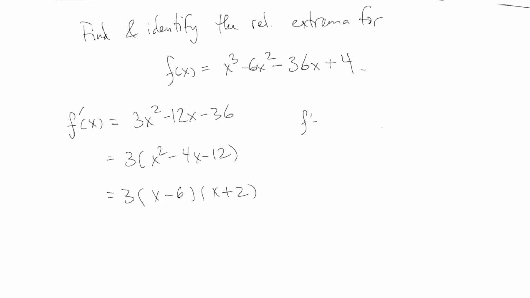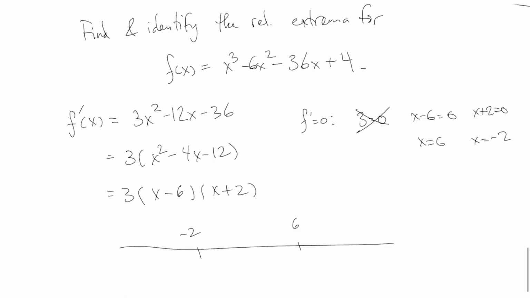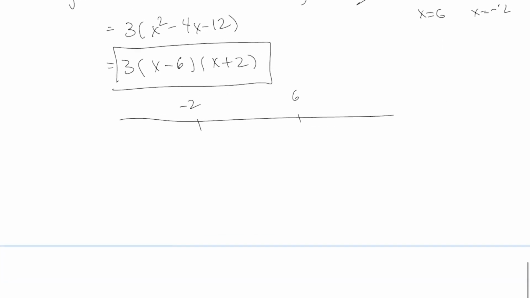Now we set this equal to 0 and solve for x. 3 equals 0, which has no solutions. x minus 6 equals 0, which is x equals 6. And x plus 2 equals 0, which means x equals -2. So I make my chart here. My 2 critical numbers are -2 and 6. And then I'm going to plug in values in between into that box right there. So f prime is 0 here, 0 here. f prime of, let's pick -3 on the left side. It says 3 times (-3 minus 6) times (-3 plus 2). This is positive, negative, and negative. So that over there is positive.